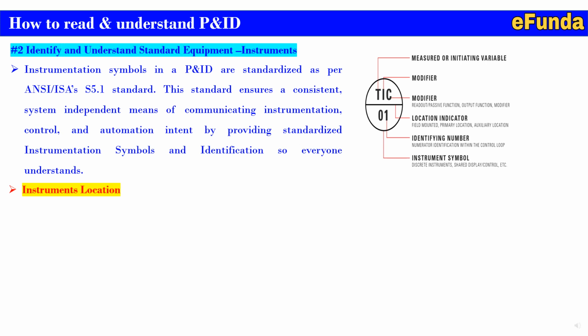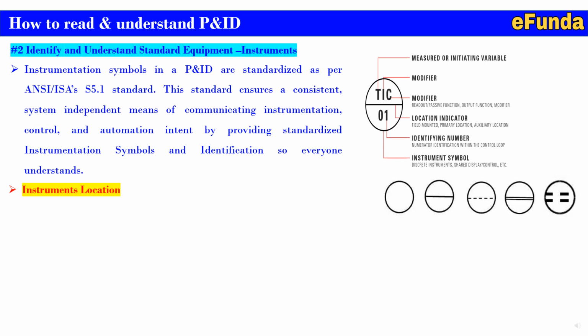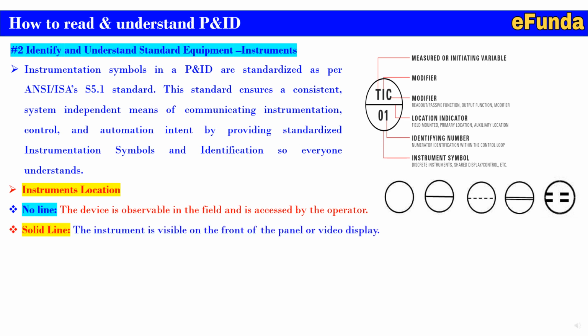Now, instrument location. One can refer to the first picture where only a circle is indicated, that means no line. A simple circle indicates that the device is in the field and is a locally mounted instrument, that is, the device is observable in the field and is accessed by the operator. Solid line, in the second picture: a solid line in the center signifies that the instrument is placed in a primary location in the control room, where the instrument is visible on the front of the panel or the video display unit.